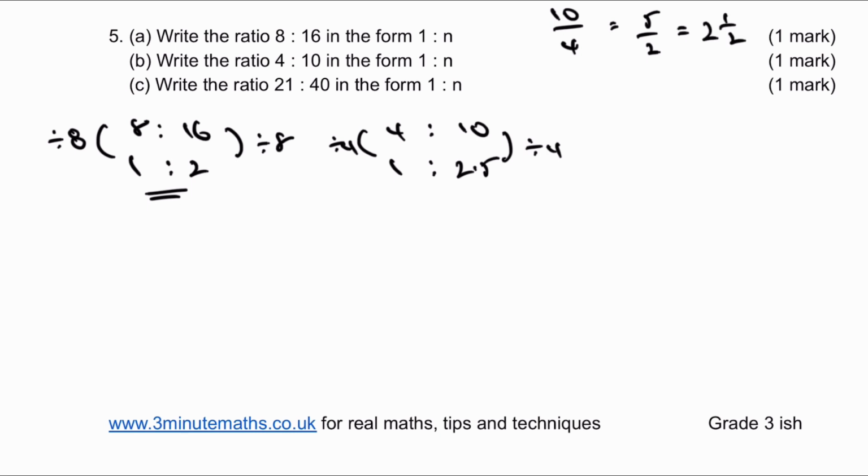Which is exactly the same as saying 2.5 as a decimal. Okay, so 5C uses exactly the same principle. Now this could either be a calculator or a non-calculator question. Let's have a look at how it's going to work out.